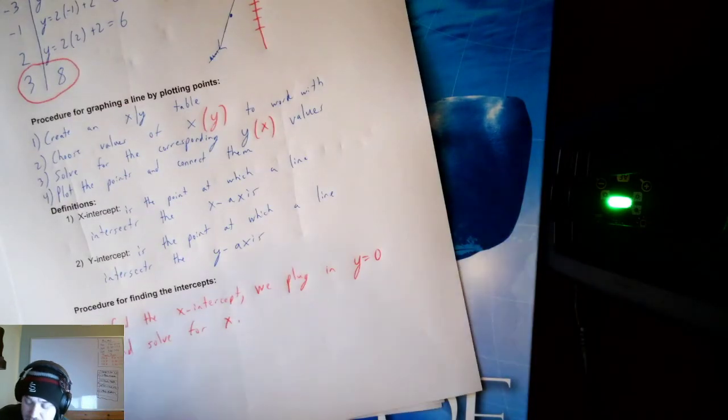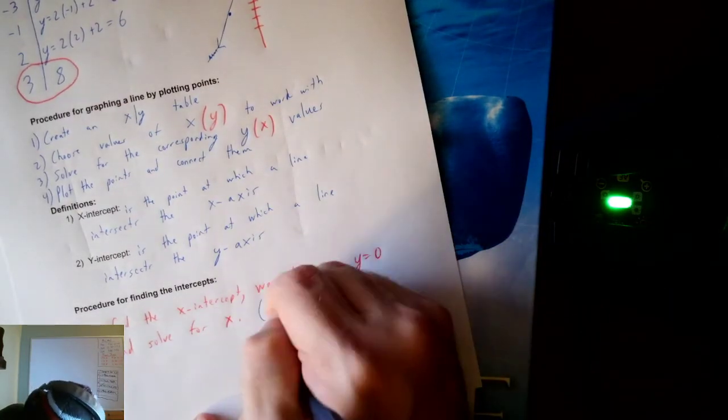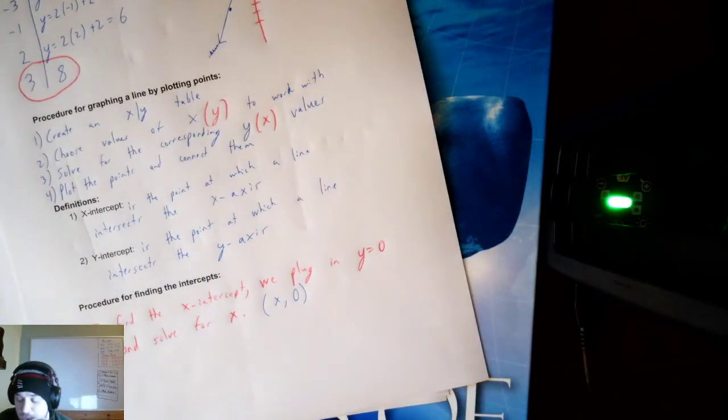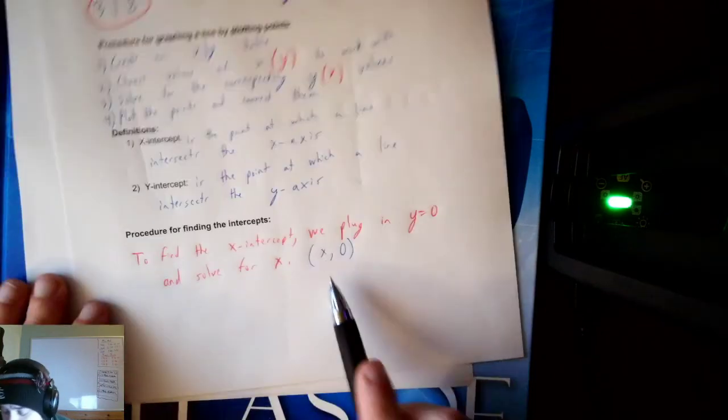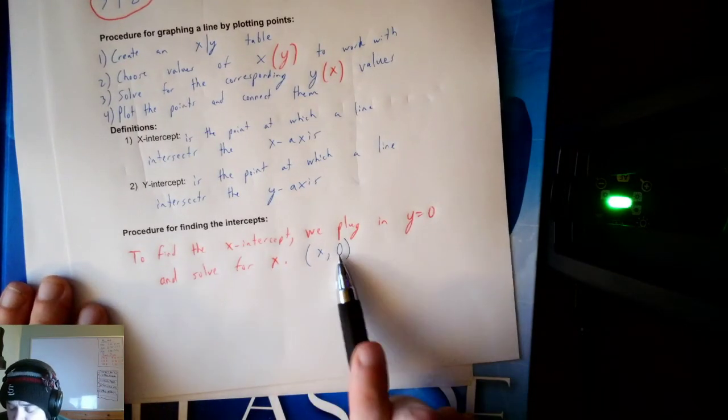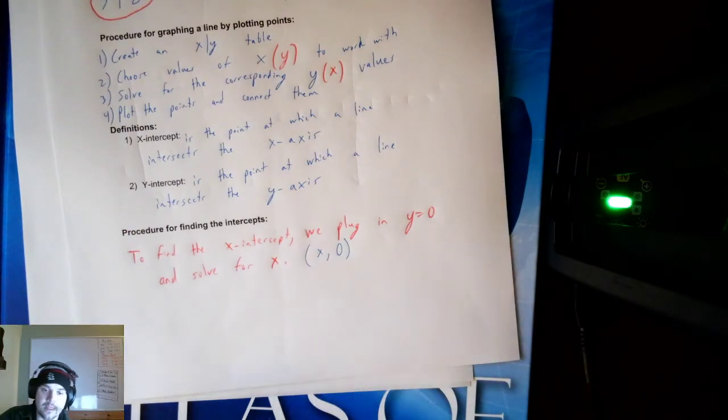So for the x-intercept, we're going to have some value in the form of whatever the x is, and I know the y value will be 0. I don't know what value the x will take, right? I have to solve for the x, but I do know the y value will be 0.